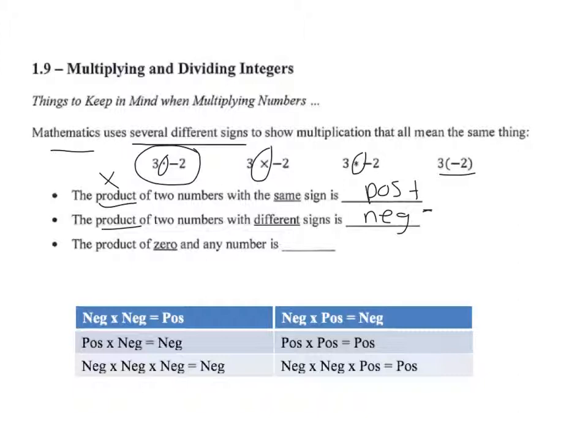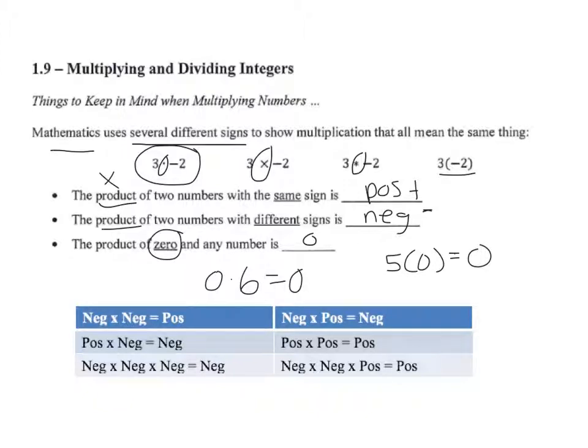The product of 0 and any number is 0. So for example, 0 times 6 is 0. 5 times 0 is 0. Anytime you multiply 0 and a number, you get 0.